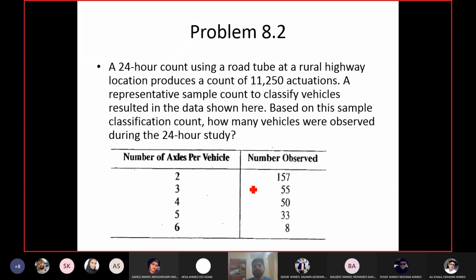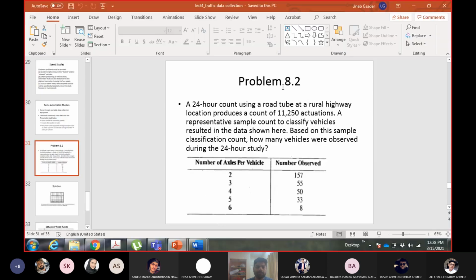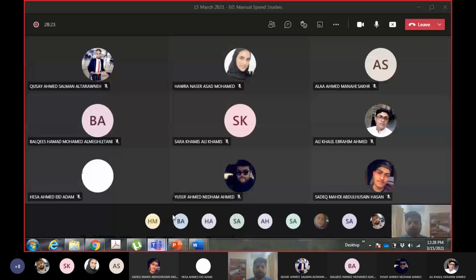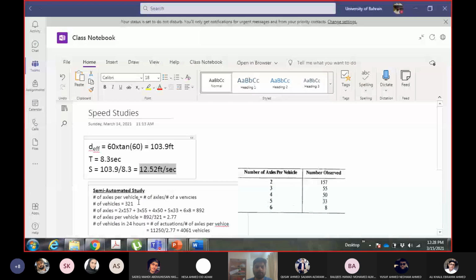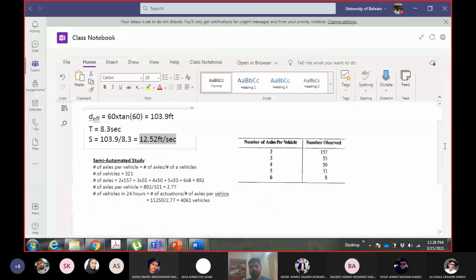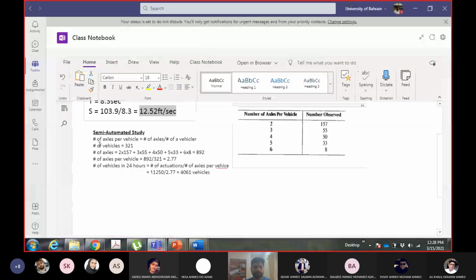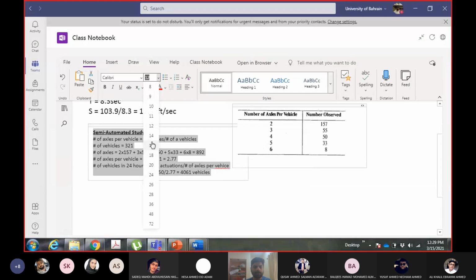Now, first of all, I need to calculate the number of axles per vehicle, and then I will divide 11,250 by that to calculate the number of vehicles. Again, I will go back to the calculation which we have done already. So this is the table from the question. This is the study. Let me again make it clear.